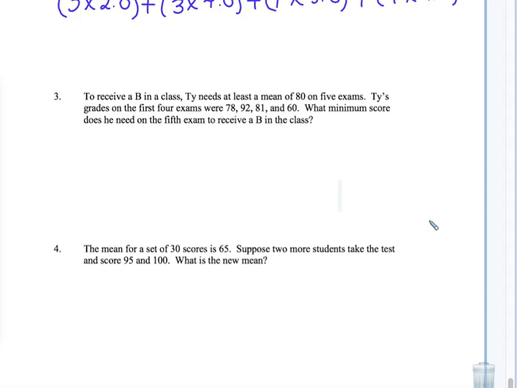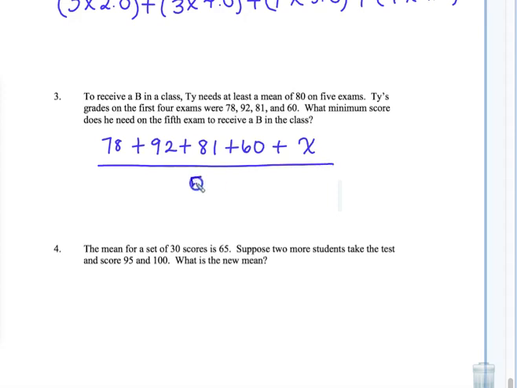It does tell me that is the mean, it is the average, and so we are going to do the average calculation here. Once again, so I have a 78 and a 92 and an 81 and a 60, and I haven't taken that 5th test yet. It's the unknown, so I'm going to call it X. But I know when I add those up and divide by 5, I want to have greater than or equal to an average of 80. Basically, if you understand this formula, you're just solving for X, which is pretty easy.